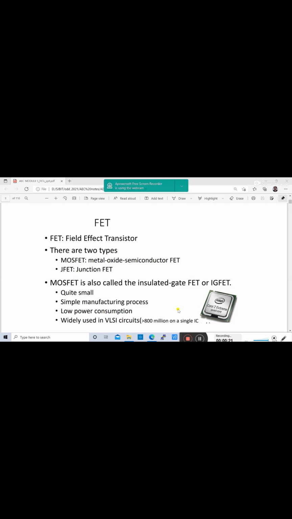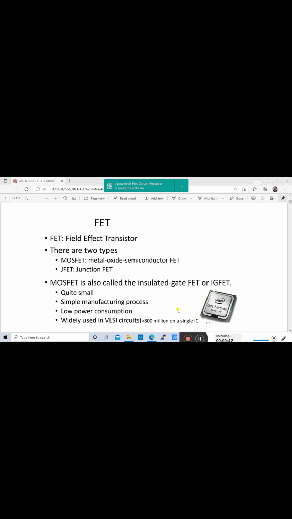BJT is a current control device, whereas FET is a voltage control device. So there are two types. One is called metal oxide semiconductor field effect transistor, we call it MOSFET, and the other one is called junction FET. MOSFET is also called insulated gate FET or IGFET.